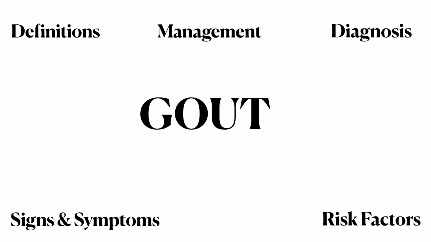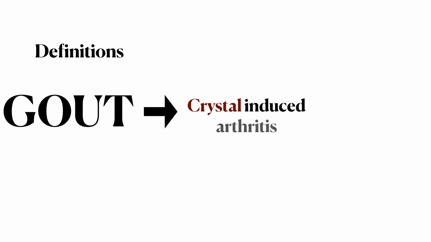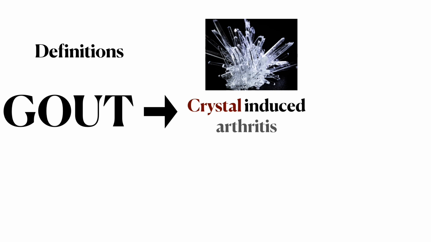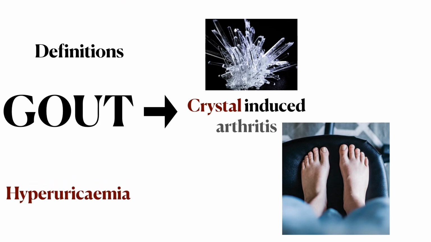So gout is a picturesque presentation of a uric acid disturbance. So let's get right into the definition of gout. It is the most well understood and described type of arthritis. So gout is a crystal-induced arthritis or arthropathy. The crystal in the description meaning that you have a lot of urate crystals that are causing the problem, and the arthritis means referring to a problem in the joints.